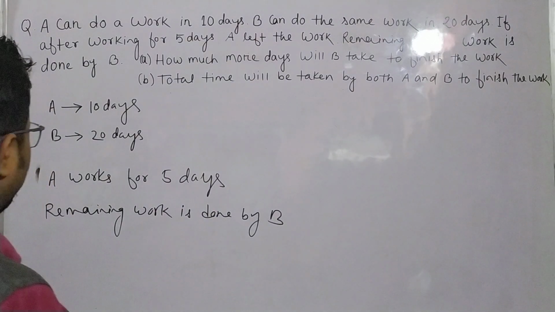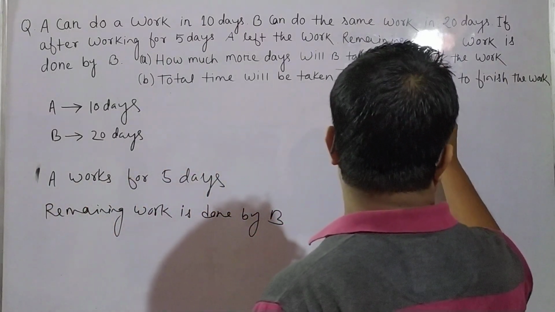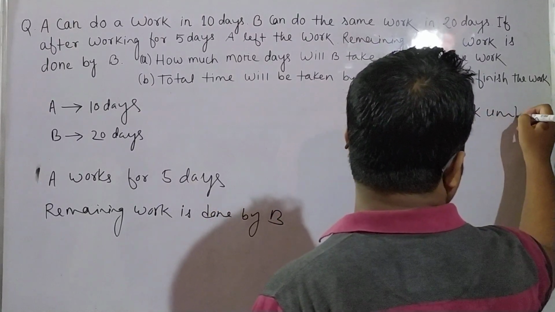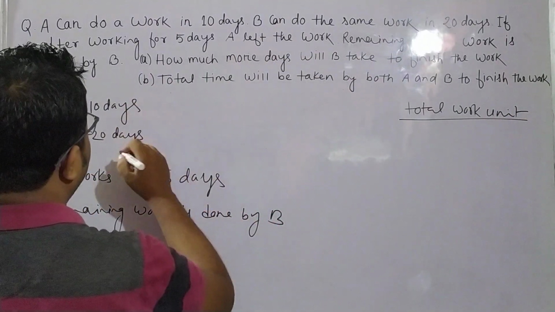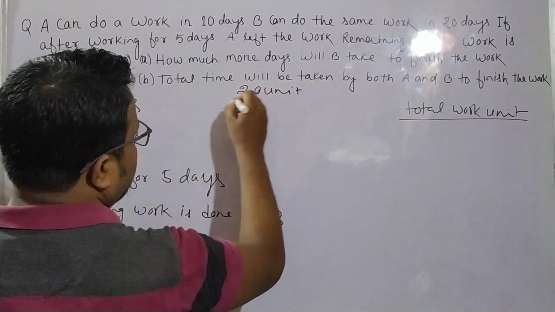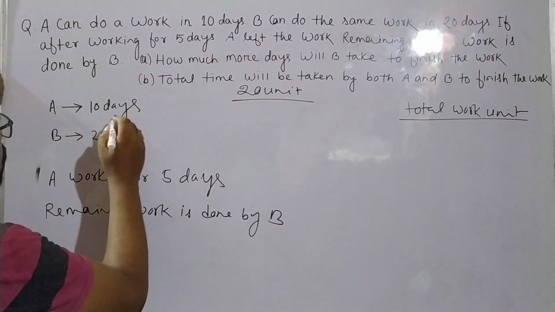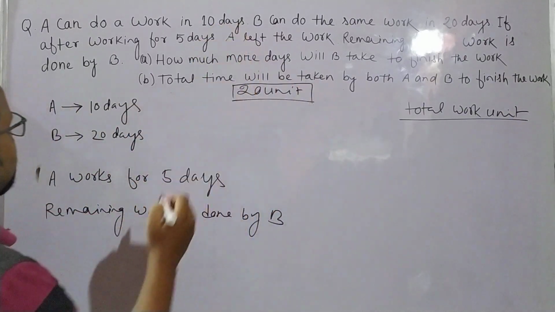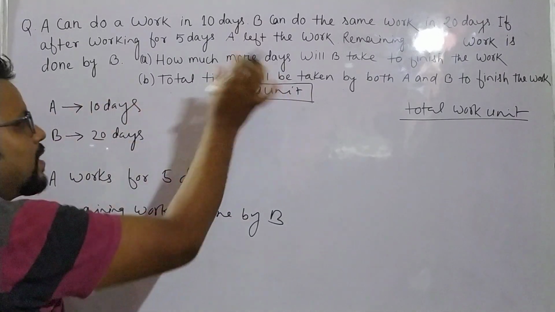So we will take, as usual, the total work unit. Total work unit is what? LCM of 10 and 20 is 20 unit. So A in 10 days can do the work of 20 unit.